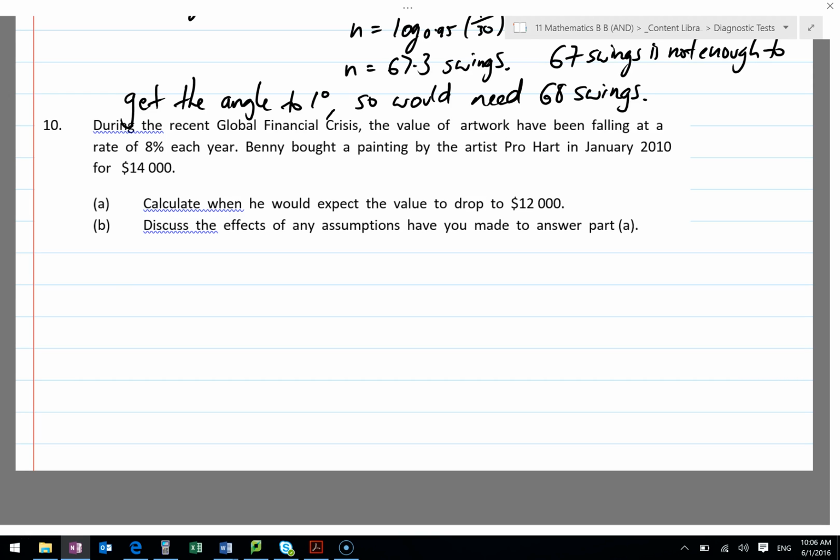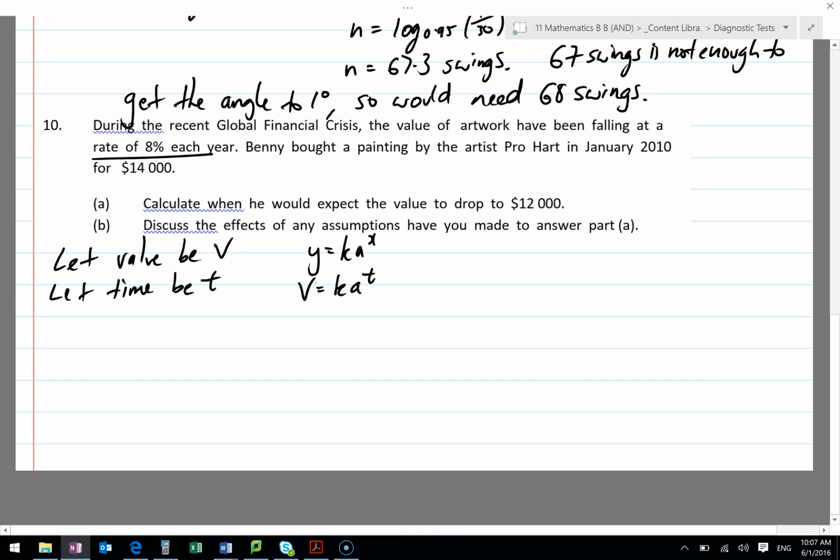Okay, question 10 is talking about the global financial crisis and the value of artwork falling, falling by 8% each year. So hopefully when you see it falling by a certain percentage each year, you automatically think exponential functions. Okay, so we'd define some variables. So it'd say let the value be v, and let the time be t. And we're going to have some model that's like our k a to the power x, but we'll use v's and t's instead.